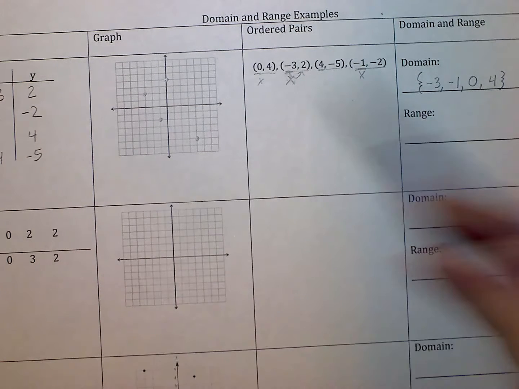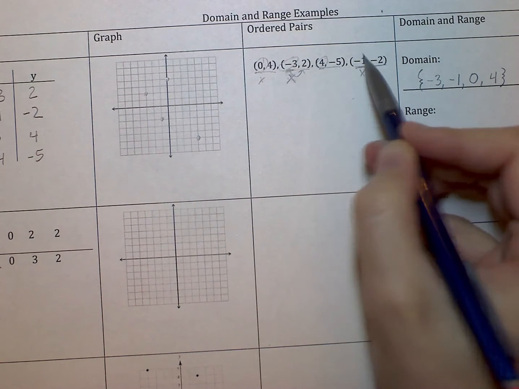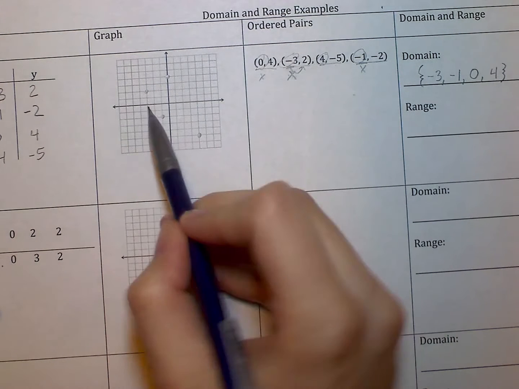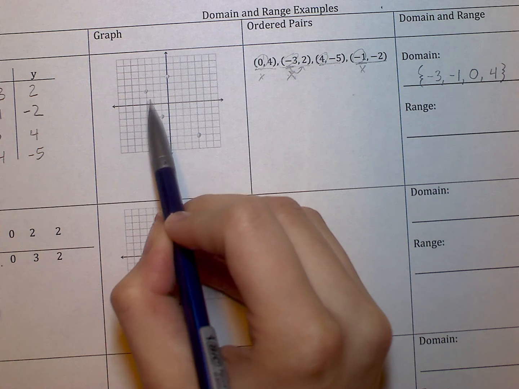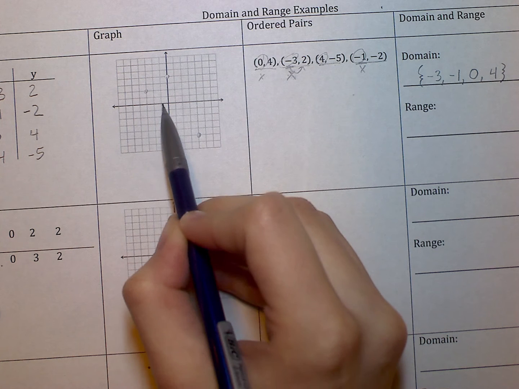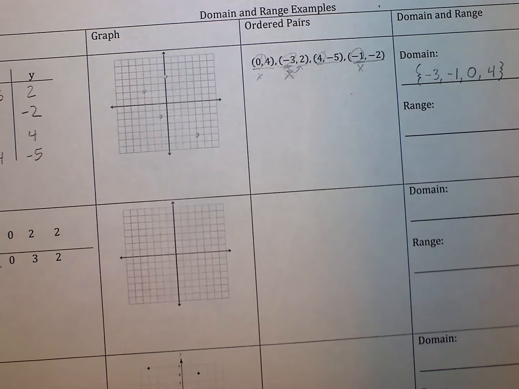Now I want to point out, I could have done it from the ordered pairs, just pulling the x values. I could have even done it from the graph. I could have just started on the left and said, what's this? That's negative 3. Keep going. That's negative 1. Keep going. That's 0. Keep going. That's 4. And that would have been my domain.